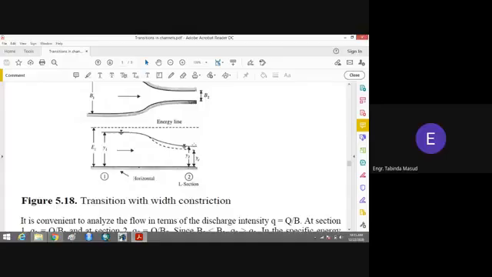There is no need to provide more contraction than that, because as you increase the contraction, what is going on? You are again getting the critical depth, the critical depth. Then why are you going on the uneconomical side?